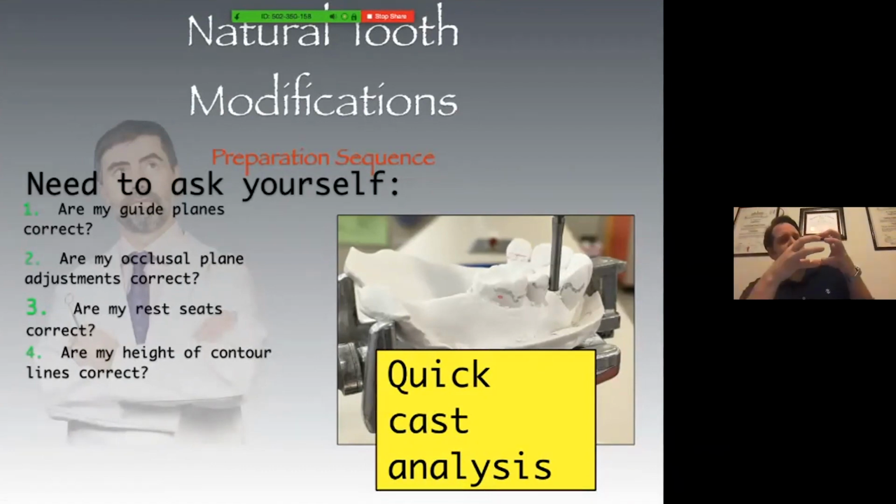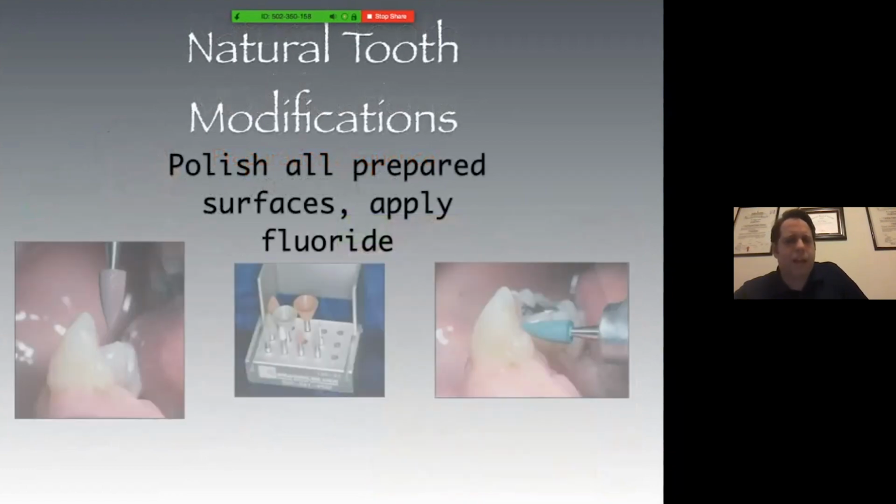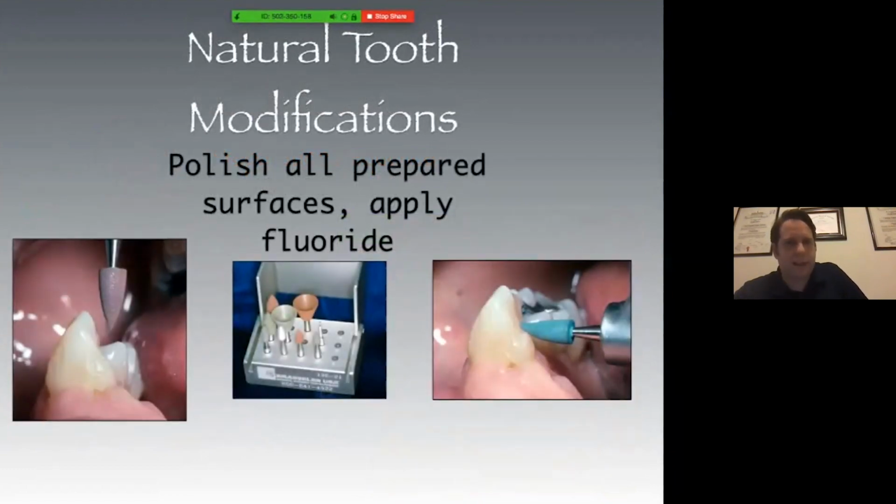Once you have that cast and you mount it against your opposing cast, the visualization of that reduction is impeded by the location of it. If you have a cast, you can rotate them in any single direction and actually see if you have enough reduction in those areas for your rest seats. Are your height of contour lines correct? Are my retentive features correct? Those are things that you can definitely identify with a quick analysis cast. Now, after you've done that, go ahead and finalize all the tooth modifications.